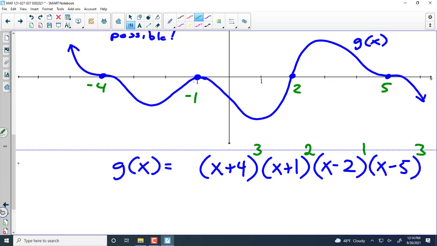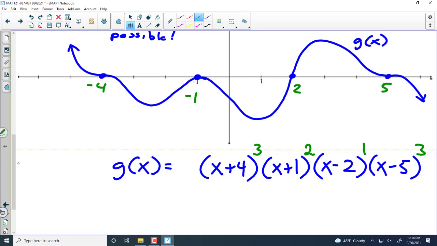Pay close attention to the questions I asked you. Did I get my zeros labeled correctly? My zeros look okay? -4, -1, 2, and 5? Okay, how do my factors look? Just the factors, don't worry about the powers at the moment. Just the factors look okay? Did I do them right? I did, okay.